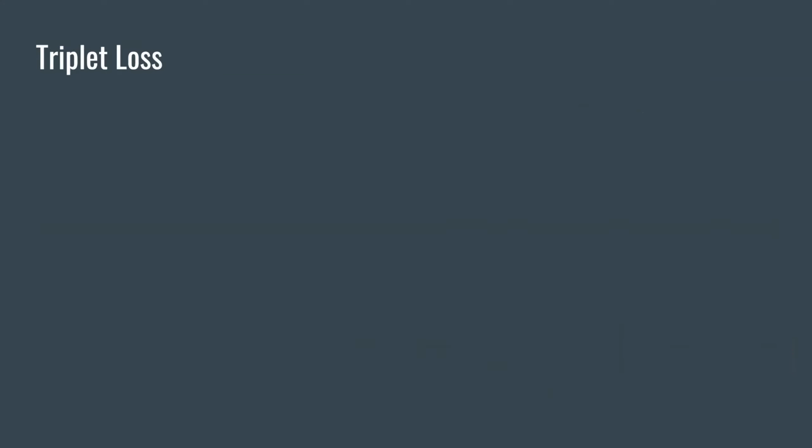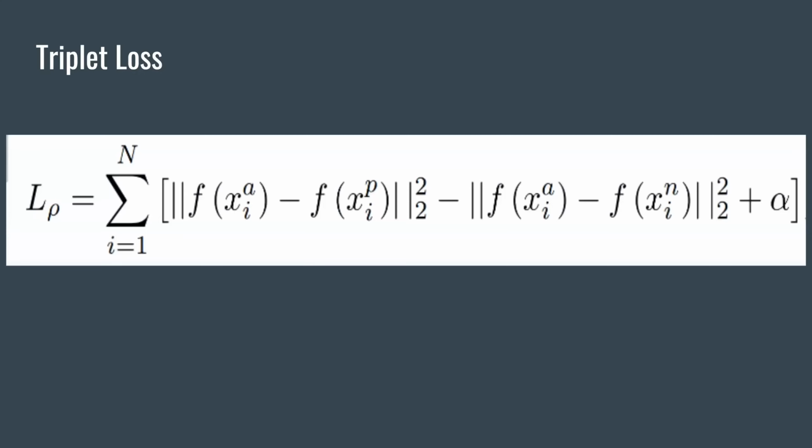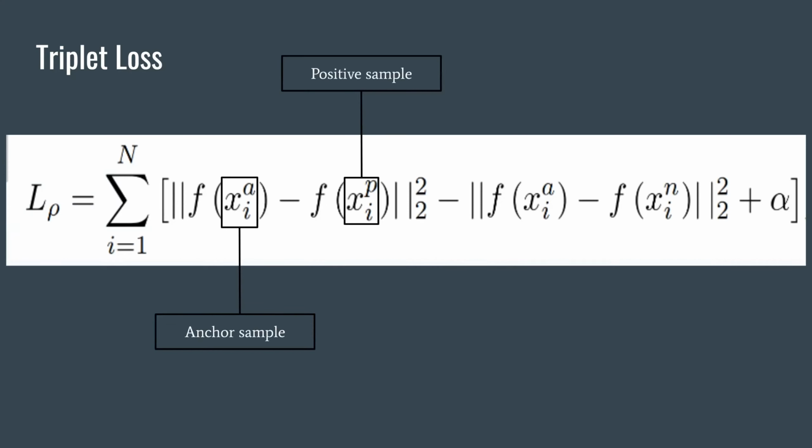So let's move on to the triplet loss, which is our final loss. This loss takes in an anchor sample, a positive sample, and a negative sample. The anchor sample is our reference sample, if you will. A positive sample is a sample that is the same kind of pill as the anchor sample, and the negative sample is one that is not like the anchor sample.